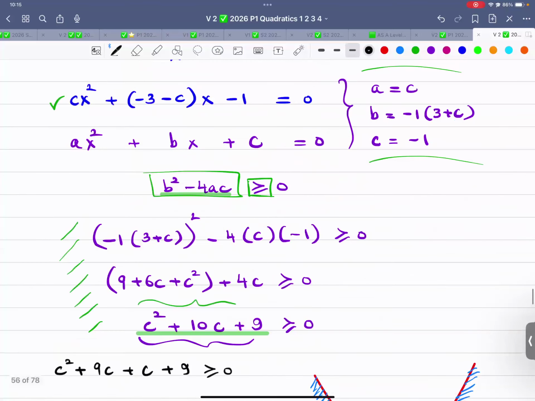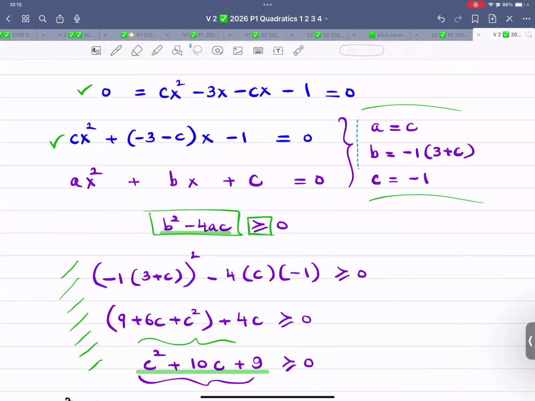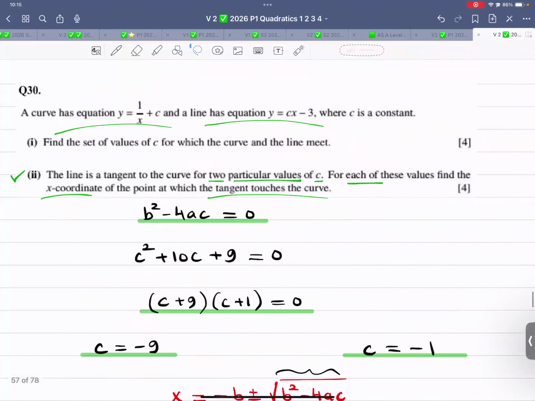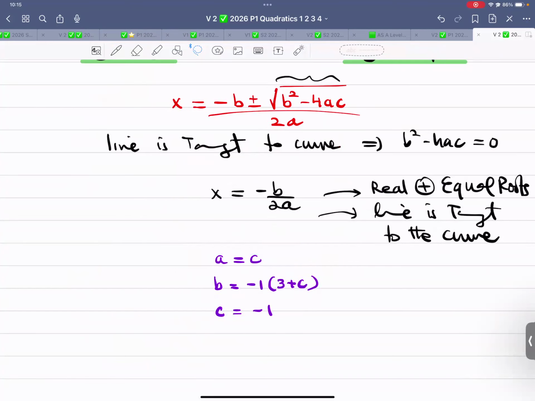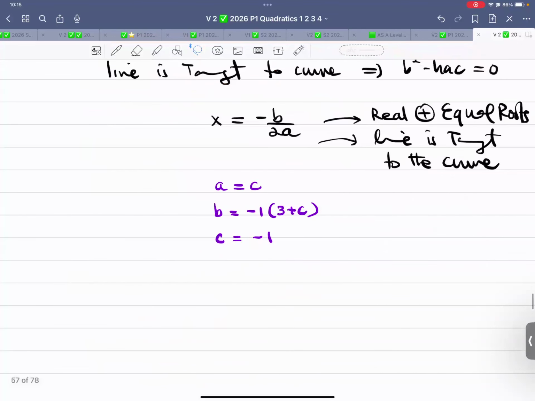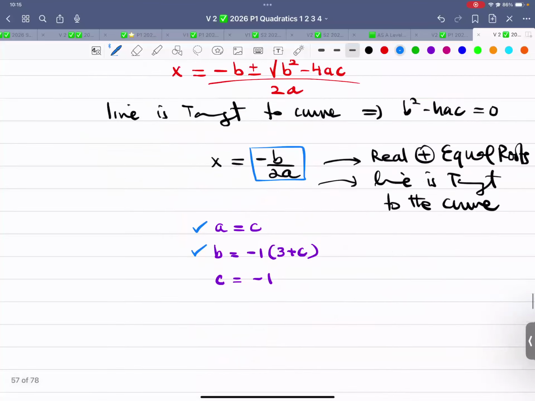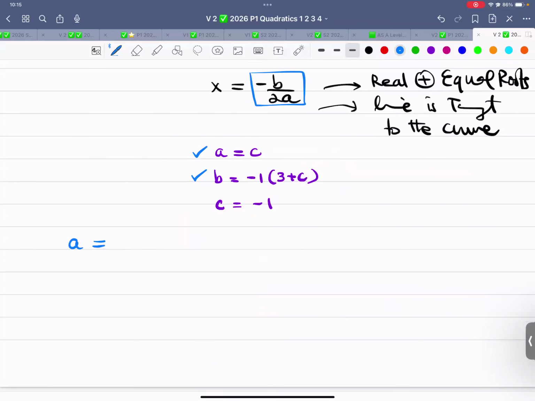Now, over here, let me pick this thing up, because that is based upon this equation. So let me write it over here. a is c, b is -(1 + 3c)... b is -1 times (3 plus c), and c is -1. So I'm interested in a and b because I just want to evaluate this thing. Now if c is -9, a is c, that is -9. b is -1 times (3 plus -9). How much is that? -6 into -1, that is +6.